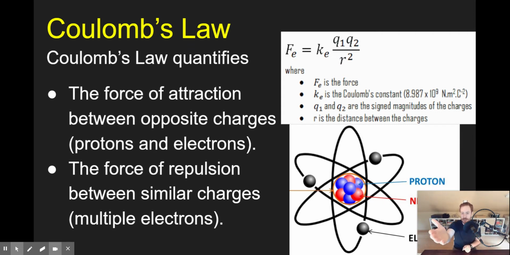And you can see the equation over here on the right, but honestly, at least not in this introductory class, we're not going to do this mathematically. We are not going to approach Coulomb's law as I'm going to give you numbers and you're going to plug them into the equation and solve for a value type thing. Really, Coulomb's law just sets the stage for us to think conceptually about some trends in the periodic table and gives us an explanation as to why those trends exist.